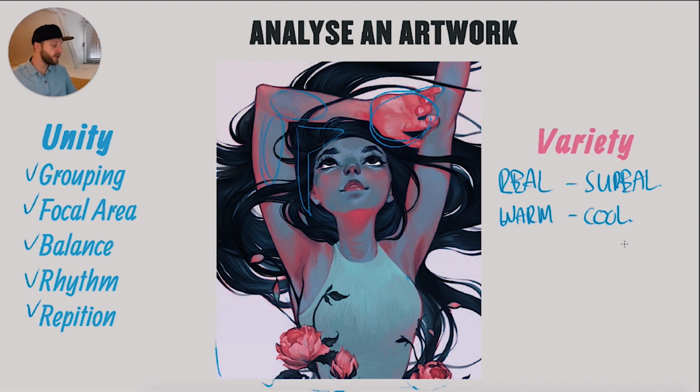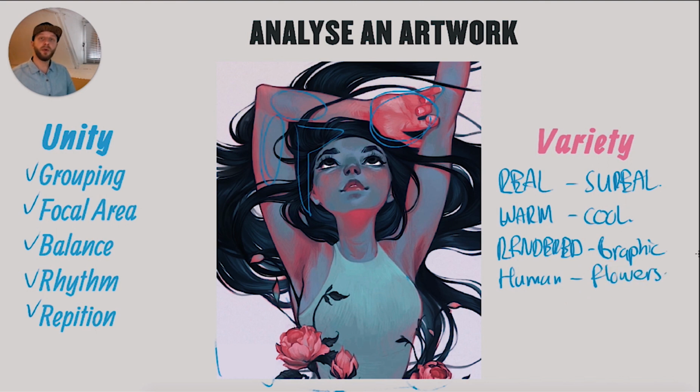Now, another thing I see is the way she rendered the image. The overall skin is very rendered, while the back part of the image is very graphical, same as the hair. It's pretty much graphical, it's not that rendered. So we have rendered and graphic. Now, another variety I see is the human and flowers. So these are overall the skills I see in the image within variety. Now, as you can see, she's both using unity and variety in this image to create an image which is very appealing to look at. Now let's see if we can make an image ourselves with these skills in mind and make a cool composition.